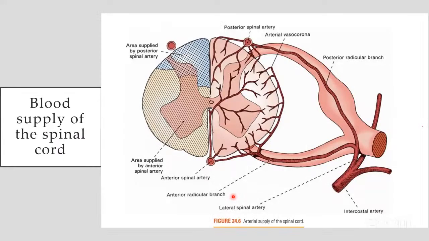Moving on to blood supply of the spinal cord. It is supplied by the single unpaired anterior spinal artery and the two paired posterior spinal arteries, which arise from the vertebral arteries and descend downwards. Also, it is supplied by the segmental branches from the intercostal arteries, anterior radicular branch and the posterior radicular branches. The anterior spinal artery and the radicular arteries supply the anterior 2/3 of the spinal cord, while the two posterior spinal arteries supply the posterior 1/3 of the spinal cord.